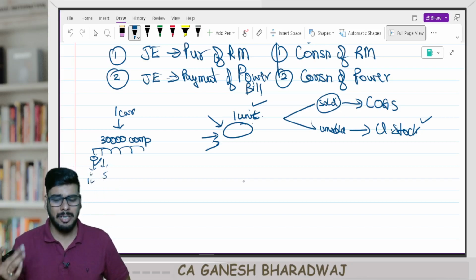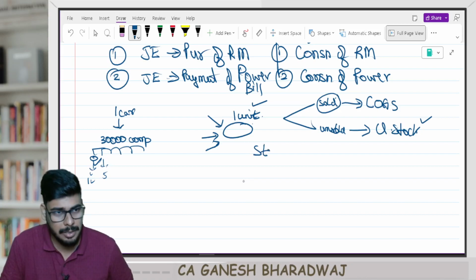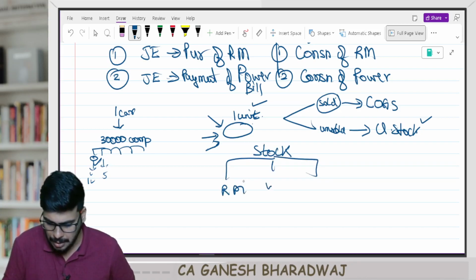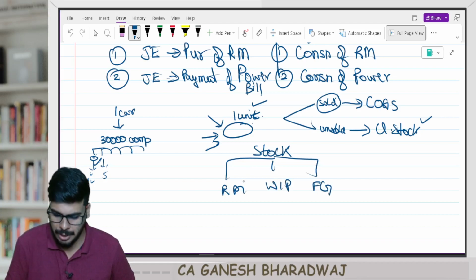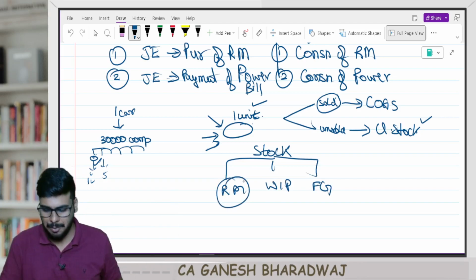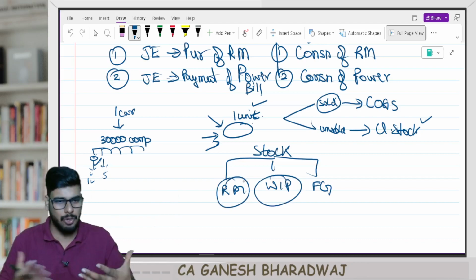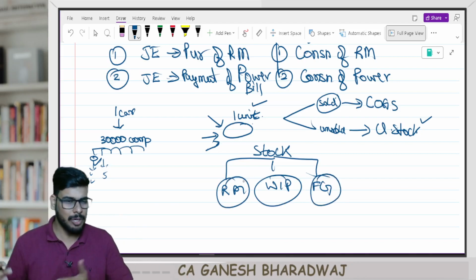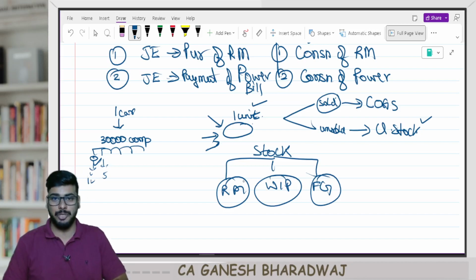And when I say stock, you know there are 3 types of stock. What are the 3 types of stock? Yes, raw material, WIP, and finished goods, correct? Raw material is basically the materials that I've purchased. WIP is semi-finished goods. Finished goods are completely finished. That's about it. More details we will get into as we proceed into the subject.